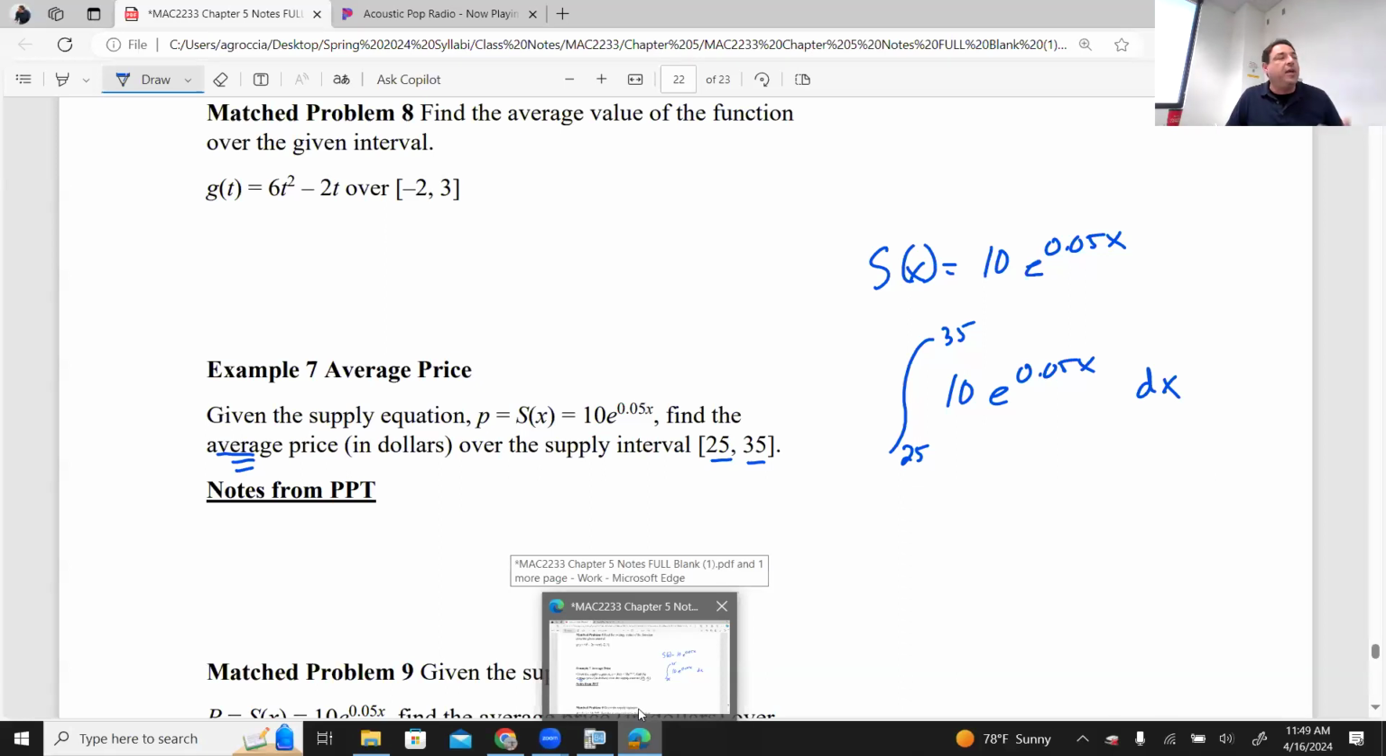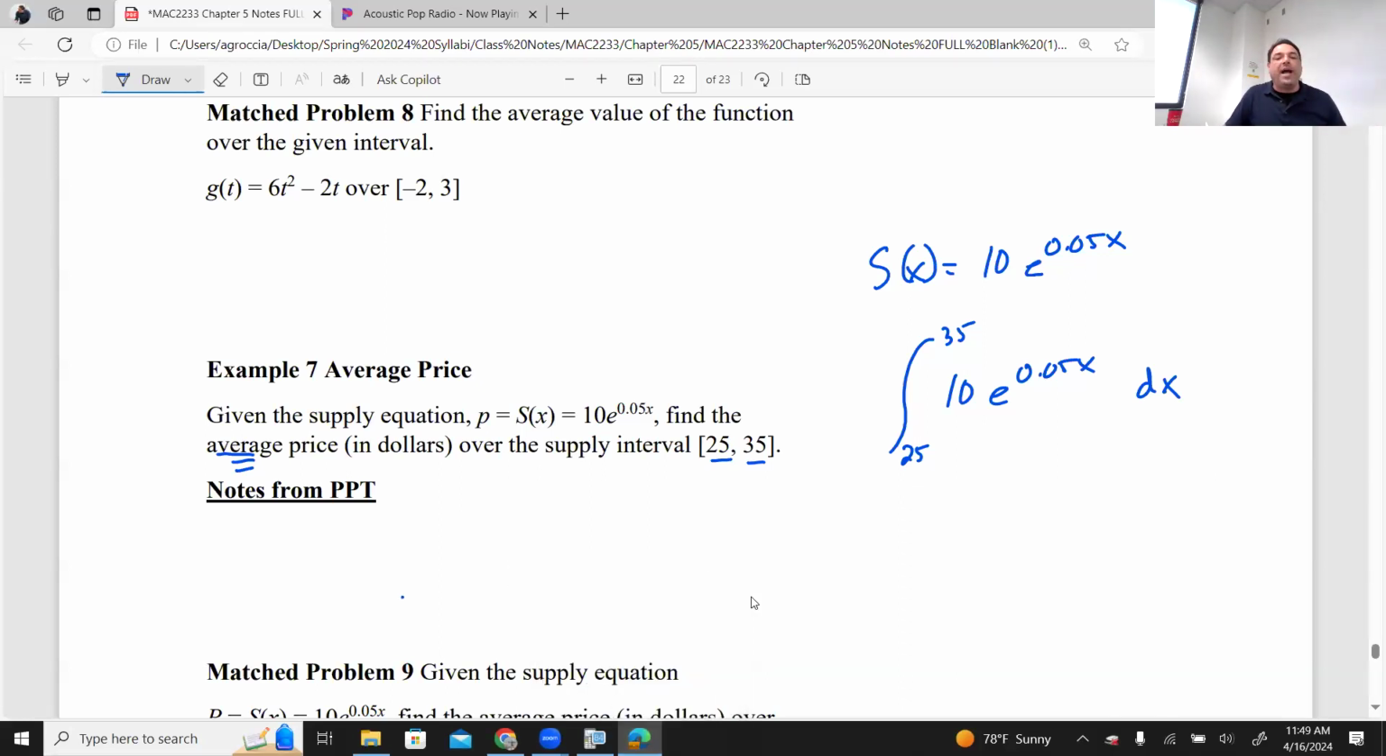And I'll tell you that this is going to be u substitution. Why is this going to be u substitution? Because we know how to do e to the u, but we don't know how to do e to the 0.05x. So that's a little hint. Be careful. Check it in the calculator. Don't worry about the average part yet. Get the answer. And if you get the answer, check it in the calculator, then incorporate the average part, understanding we're going from year 25 to year 35.